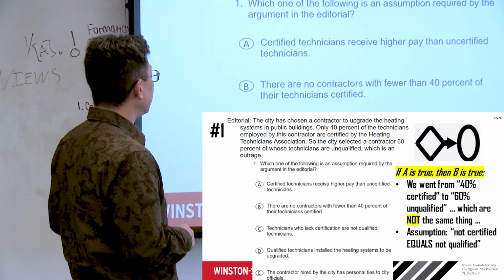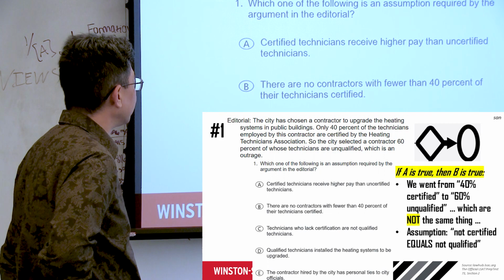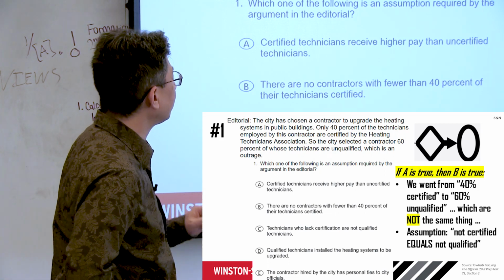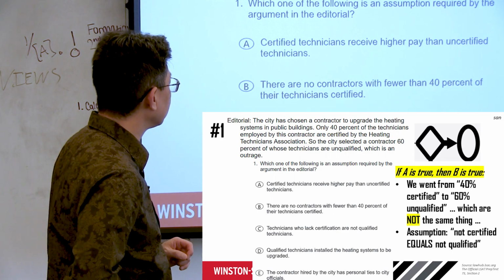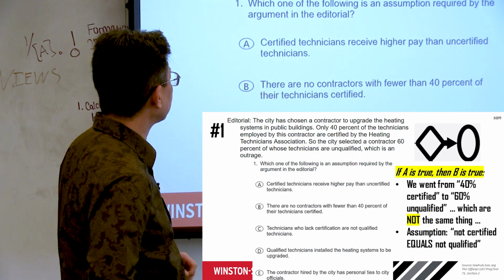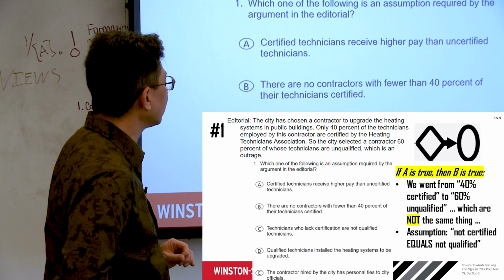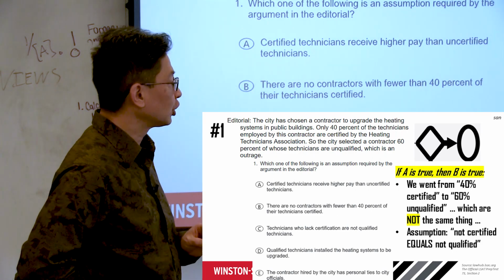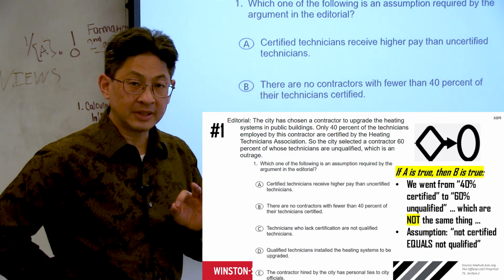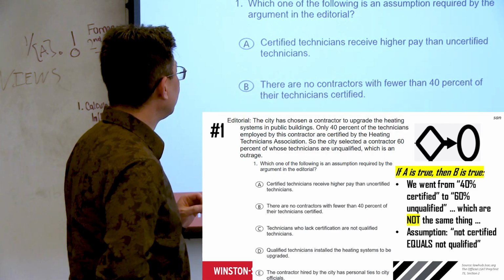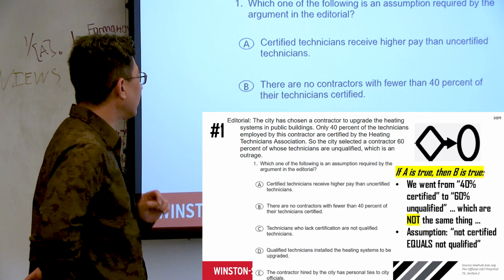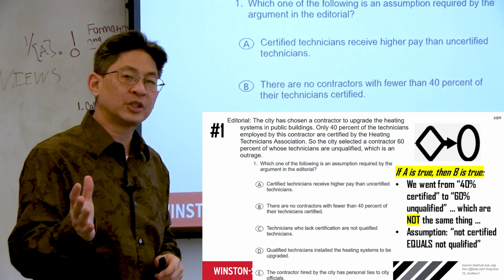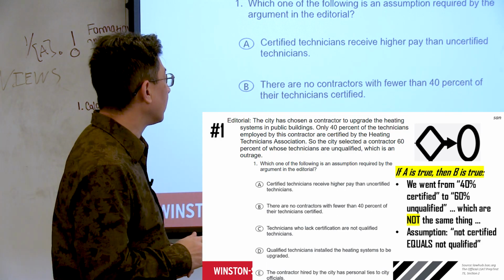The city has chosen a contractor to upgrade the heating systems in public buildings. Only 40% of the technicians employed by this contractor are certified by the Heating Technicians Association. So the city selected a contractor, 60% of whose technicians are unqualified, which is an outrage. Make sure to now read the question. Which one of the following is an assumption required by the argument in the editorial? So you always want to read the question and understand what you're looking for.